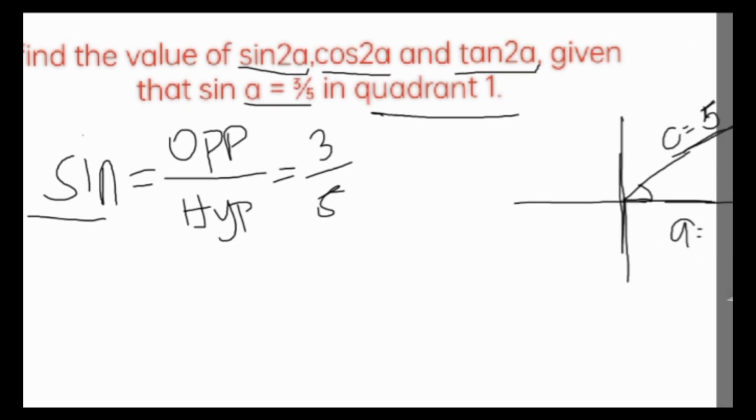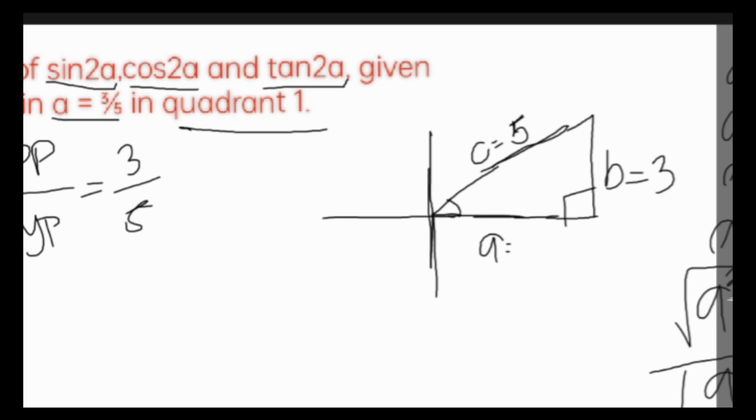So I'll just graph it here. Just assume that it is a right triangle. The hypotenuse is 5 and the opposite of the angle is 3. So we are now finding the adjacent side, which is this one.